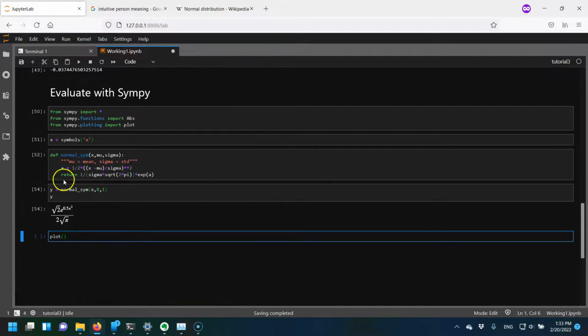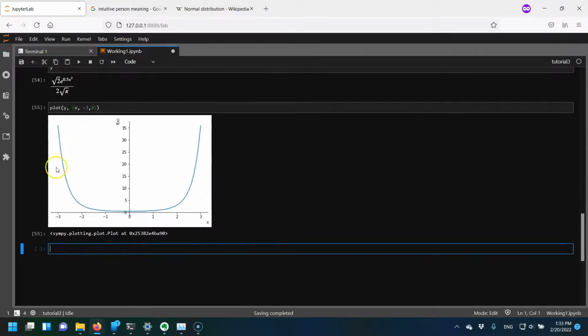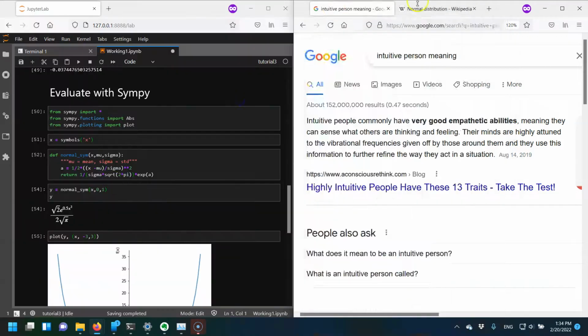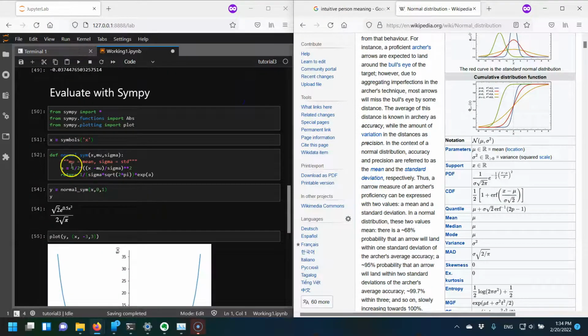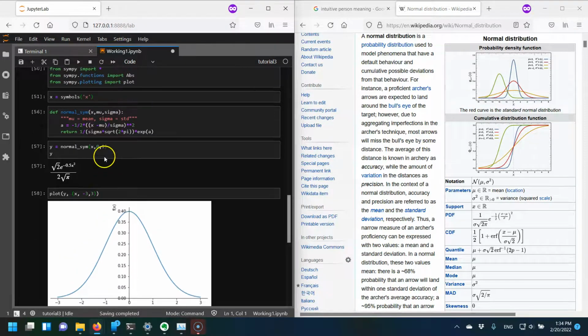So I imported the SymPy plotting right here, and let's see what happens when we actually go to plot this. We can plot from -3 to 3. Oh, it looks like I did something wrong. That is not right. All right, let's see if we can figure it out. Okay, so that's looking a lot more like what we would expect. I was missing a minus sign right here, and that solved the problem. So this is my Gaussian distribution.